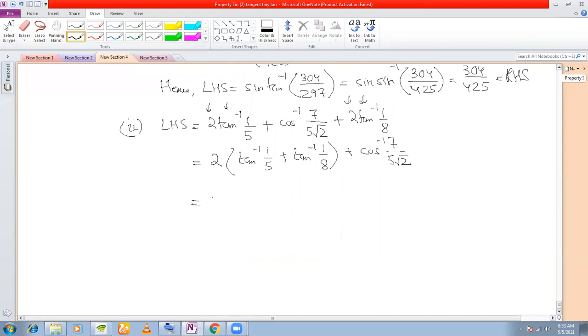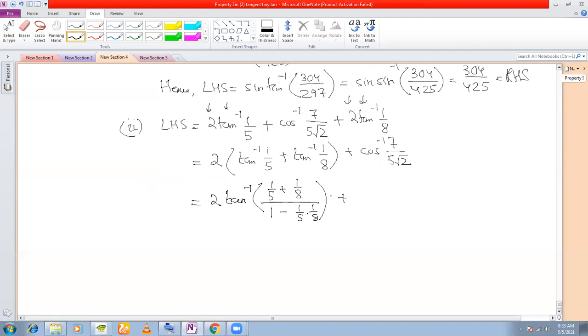Now you can use your compound angle formula here. Tan inverse x plus tan inverse y is tan inverse of x plus y divided by 1 minus x into y. Plus, now this is a cos inverse here.